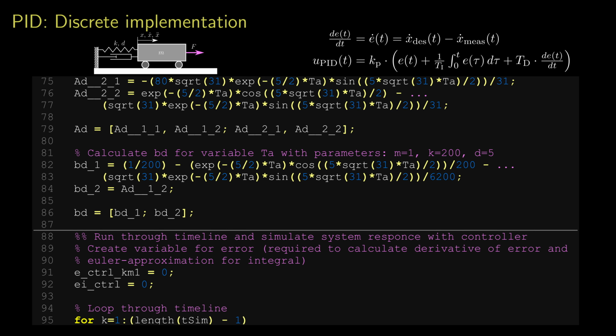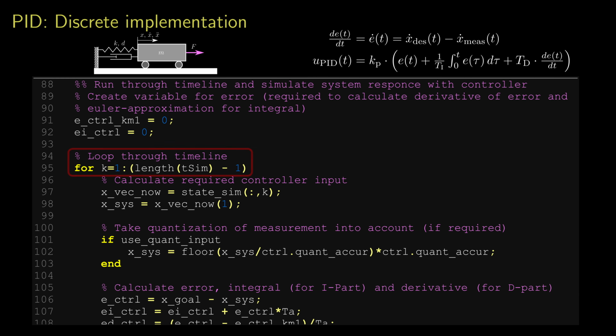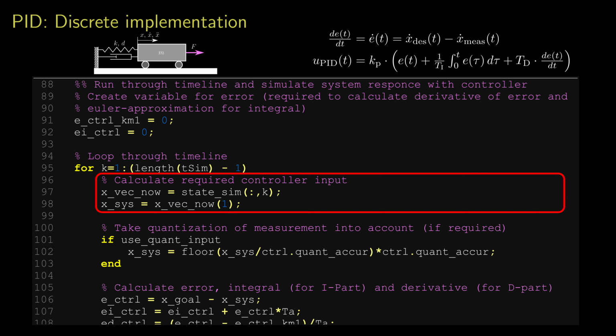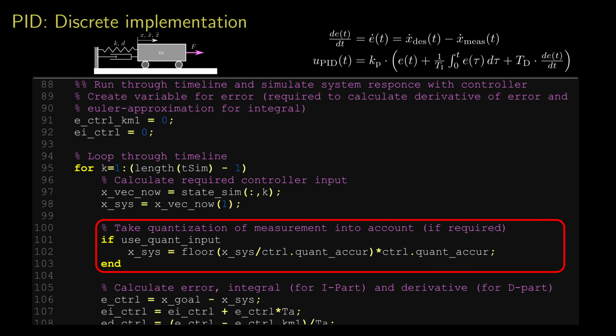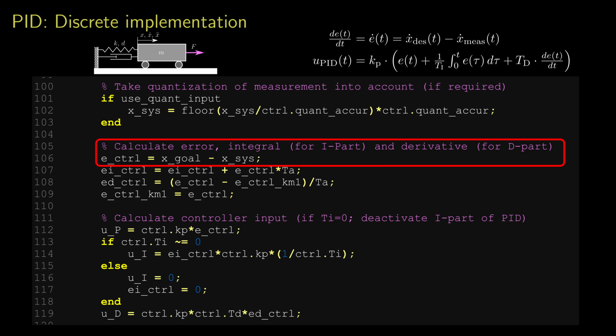Next, the interesting part comes, the controller itself. We loop over the time vector provided from outside and go through the same steps each time. First, we extract the current actual position of the card and take the limited measurement accuracy into account. Then we use this to calculate the error between our target position and the measurement.